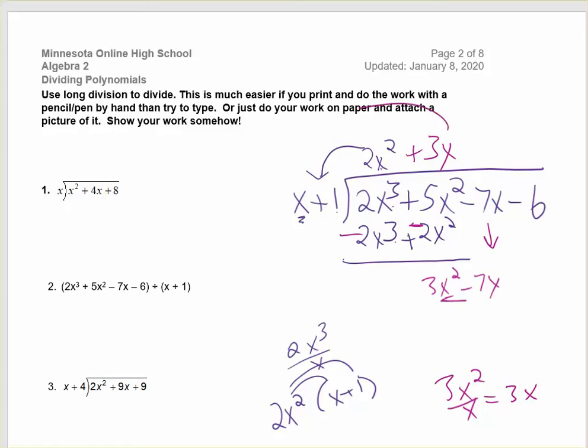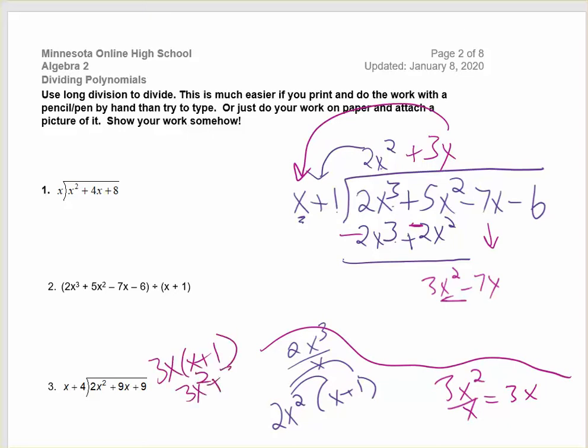Okay, now we multiply back. So 3x, I'm going to do this off to the side. These are just my notes off to the side, this scribble stuff. So now I'm going to multiply 3x times x plus 1. That's 3x squared plus 3x. So that gets written underneath here, 3x squared plus 3x. Now we have to subtract. So I have to subtract this term and this term.